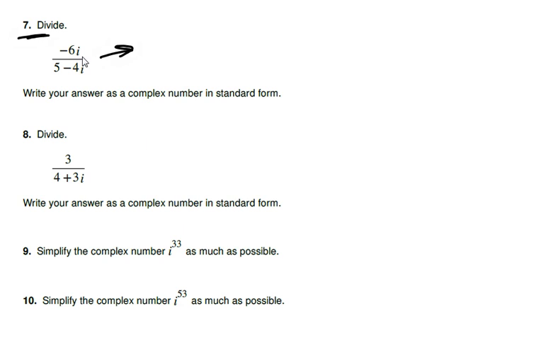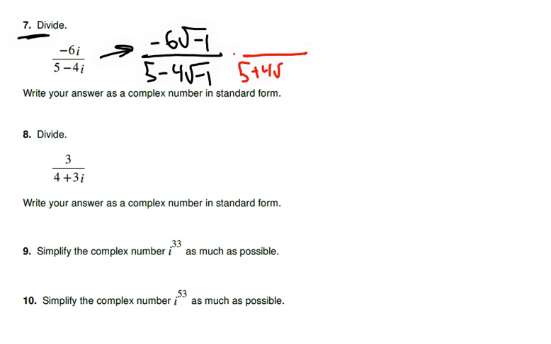So notice we have a complex number, you could call it, but it happens to be pure imaginary, negative 6i, and 5 minus 4i. You might wonder, how are we going to deal with this? Well, just recall what i means. It means the square root of negative 1. So this problem really looks like negative 6 times the square root of negative 1 over 5 minus 4 square root of negative 1. And if we saw this, then our algebra skills kick in.